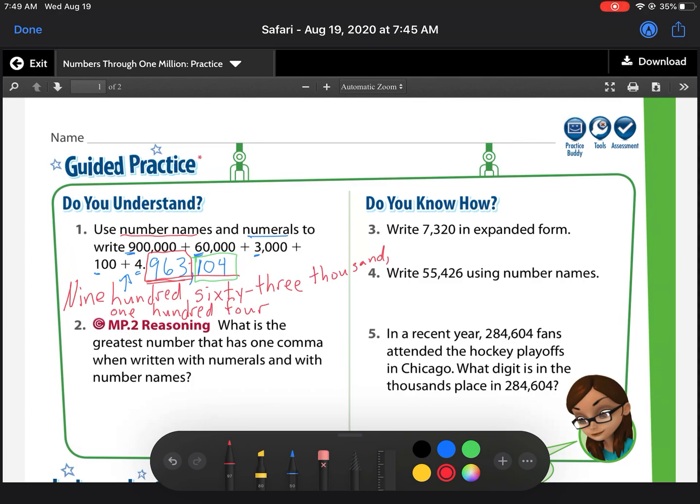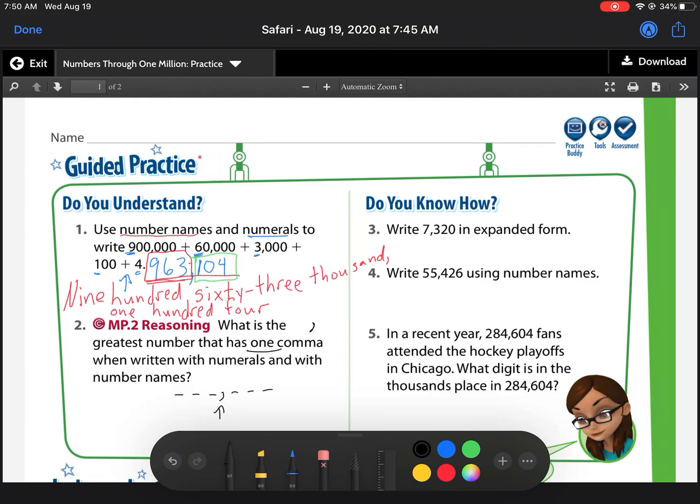Let's head to our next problem, number 2. Number 2 says, what is the greatest number that has 1 comma? So it's going to have 1 comma when written with numerals and with number names. So let's check. That means it needs to have at least 4 place values because it has this comma here. But it wants the biggest number. So can I keep going until I get to my next comma? Yeah, but it only wants 1 comma, so I'm not going to be using this one right here.